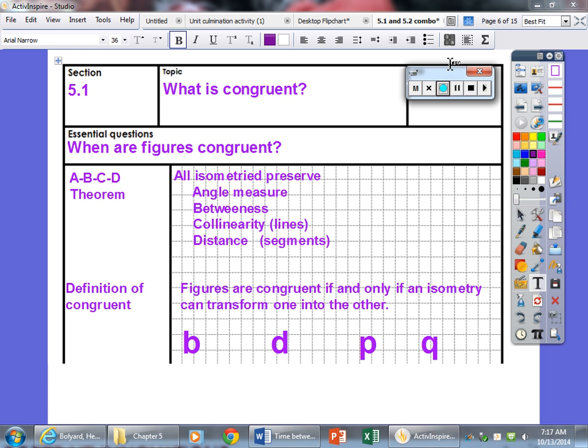So the definition of congruent that we're going to use is figures are congruent if and only if there is some isometry that can transform one into the other.